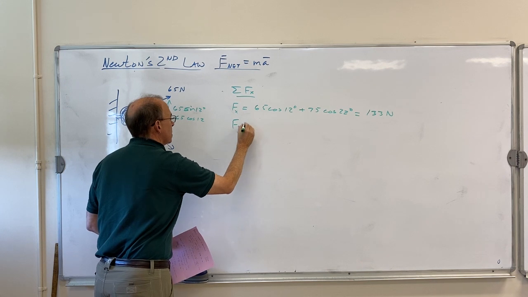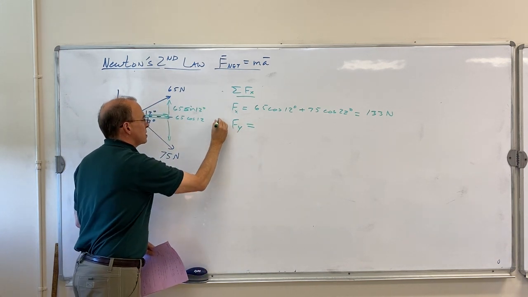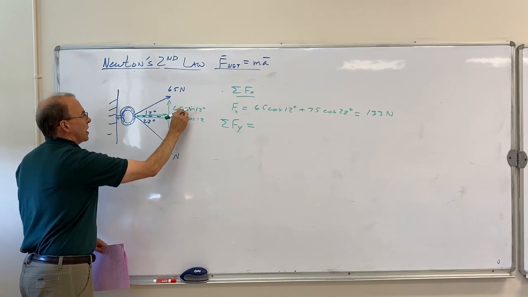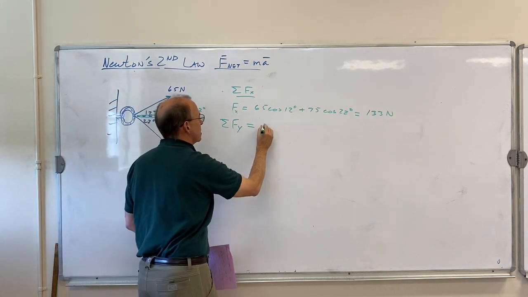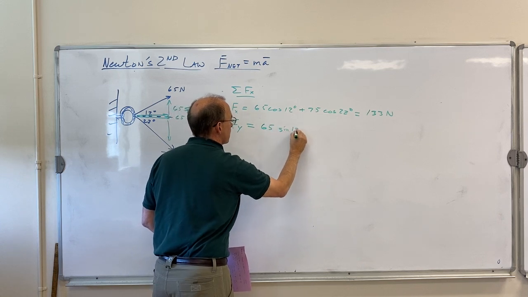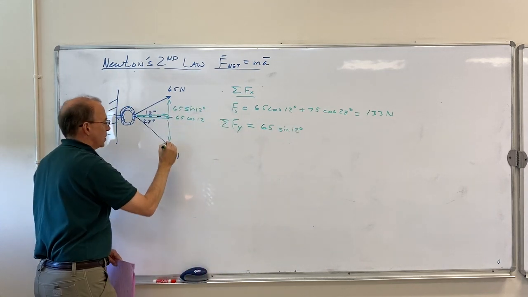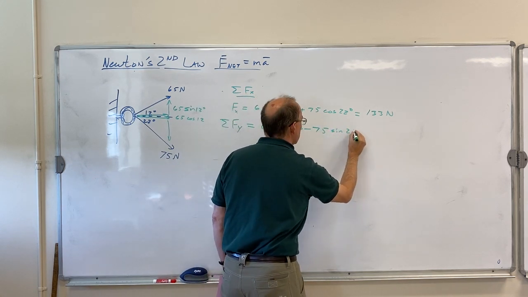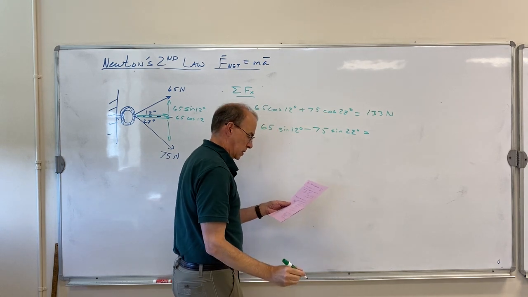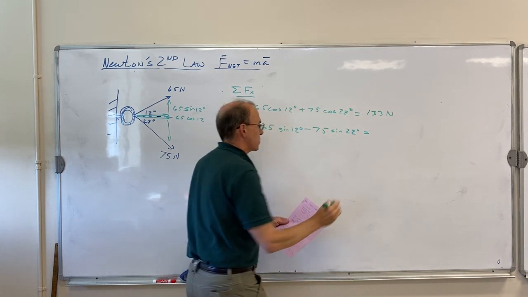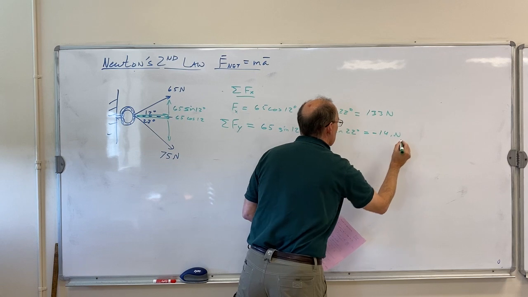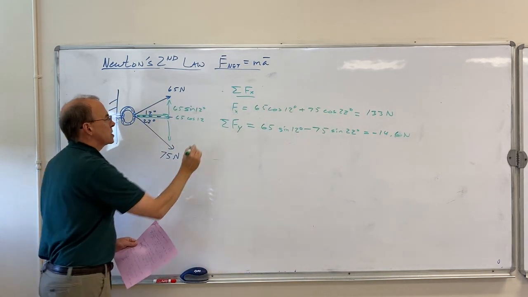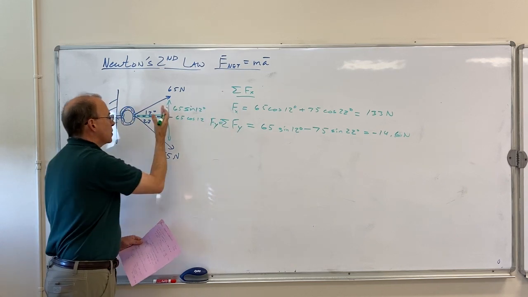Our Fy, or sum of the Fy's. So I've got a 65 sine 12 up. And then this one is down. So I've got a minus 75 sine 22. And that is minus 14.6 newtons. So those are my components, Fx and Fy, of the total force.